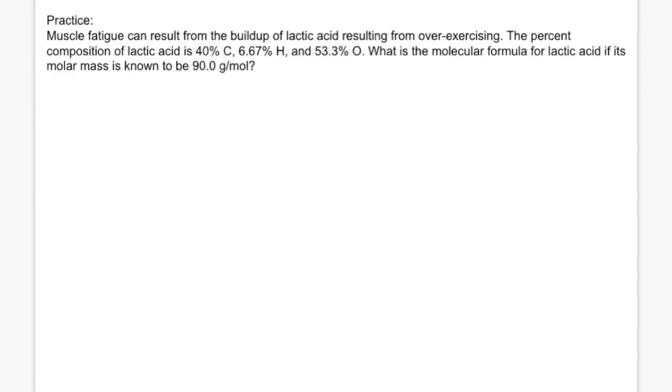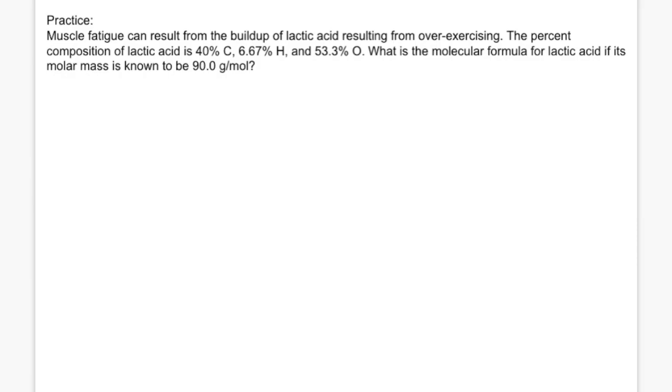This practice problem states muscle fatigue can result from the buildup of lactic acid resulting from over-exercising. The percent composition of lactic acid is 40% carbon, 6.67% hydrogen, and 53.3% oxygen. What's the molecular formula for lactic acid if its molar mass is known to be 90 grams per mole? Remember, to find the molecular formula, we need both the molar mass, which they give us, and the empirical formula. They didn't give us the empirical formula, but they gave us the percent composition, which we can use to find it. So that's the first step.